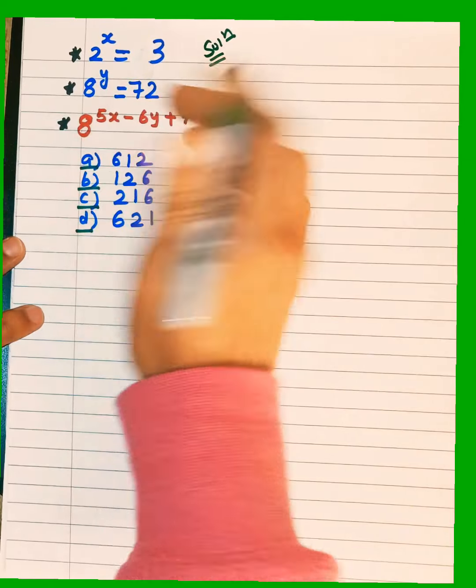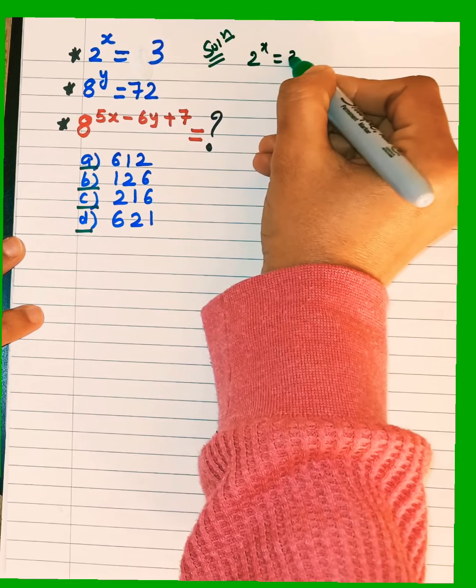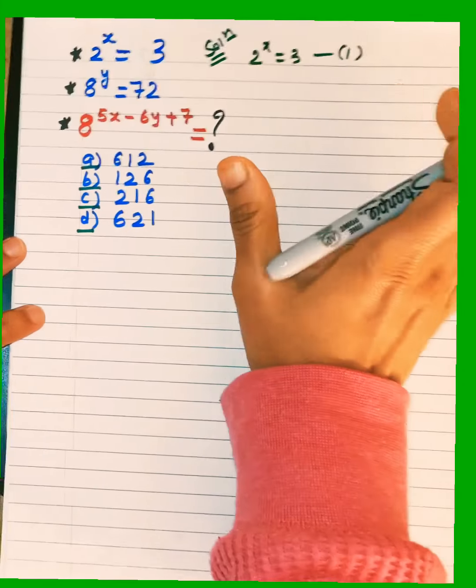First of all, 2 raised to x equals 3 is given to us. Nothing can be done here, so this is our first equation. We will keep it as it is.